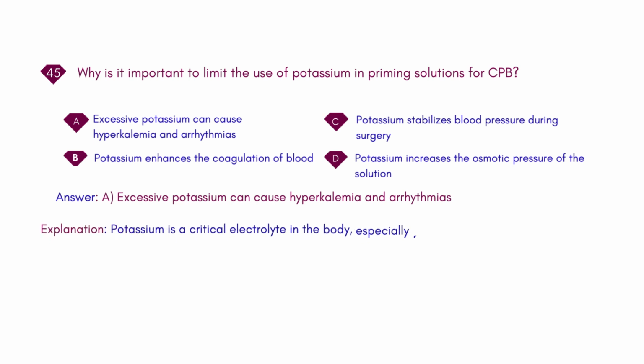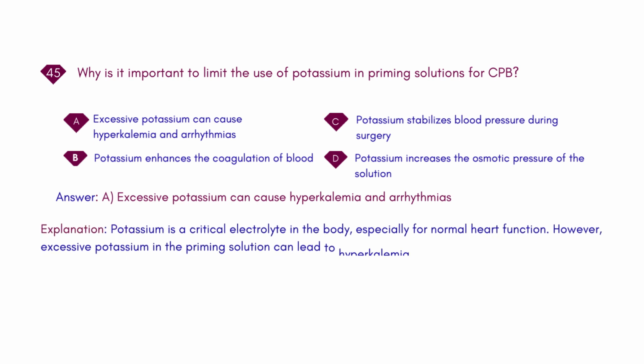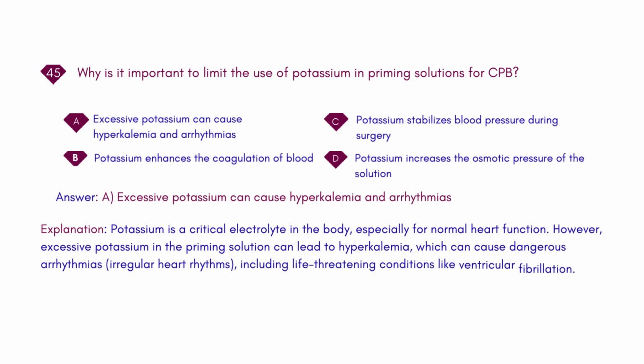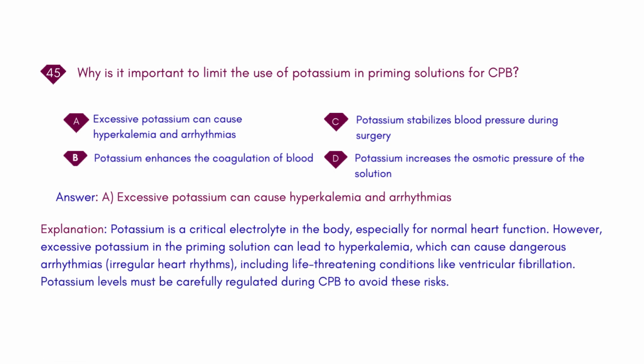Explanation: Potassium is a critical electrolyte in the body, especially for normal heart function. However, excessive potassium in the priming solution can lead to hyperkalemia, which can cause dangerous arrhythmias, irregular heart rhythms, including life-threatening conditions like ventricular fibrillation. Potassium levels must be carefully regulated during CPB to avoid these risks.